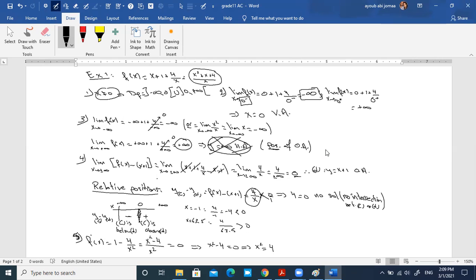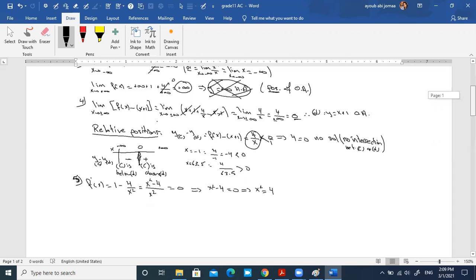Now, to study the relative positions, yC minus yD, we already found that it's 4 over x. No intersection, because if you put it equal to 0, you'll get no solution. There's no intersection between the curve and the line. In the table, the curve is below D in case x is negative, and the curve is above the line if x is positive.